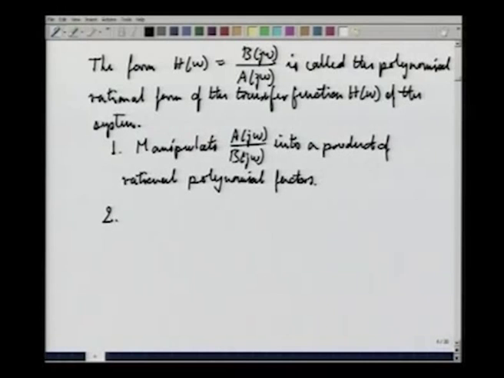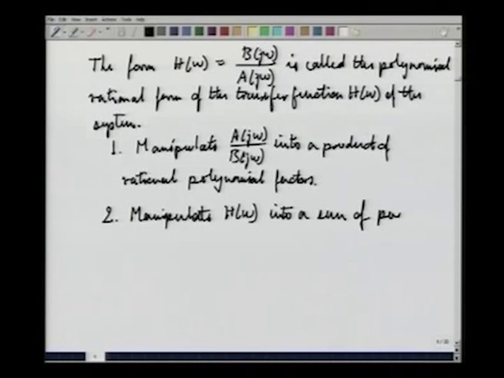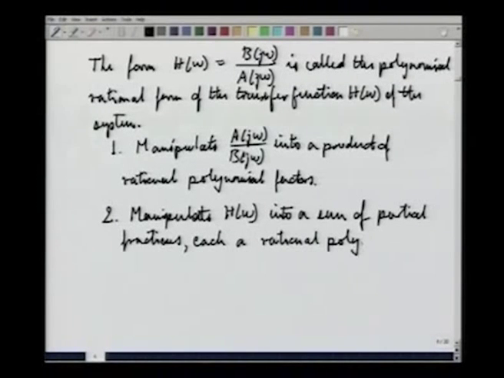The second approach is to manipulate H omega into a sum of partial fractions, each in itself a rational polynomial. So, this is the second thing that we can do. Each of these is going to give us an interesting result.